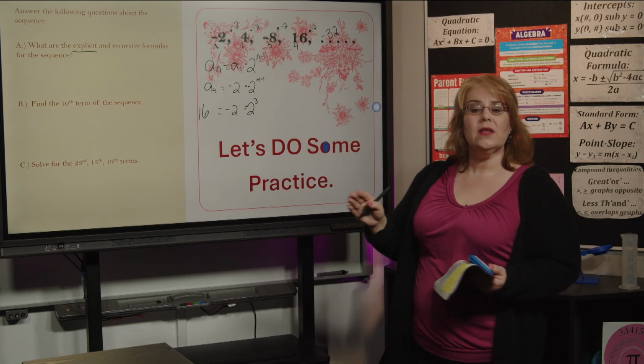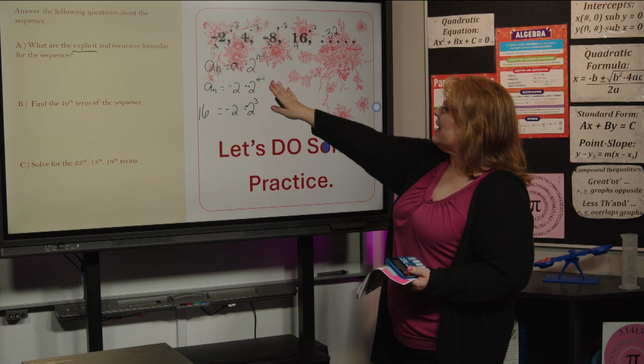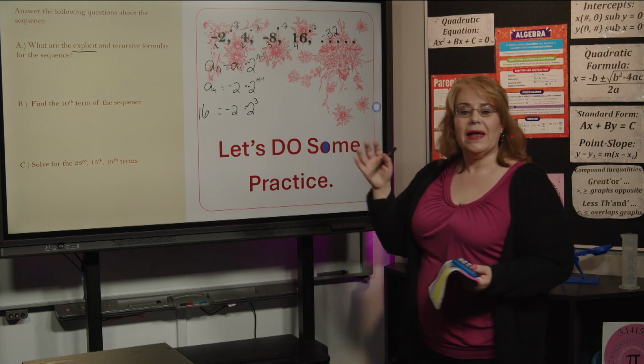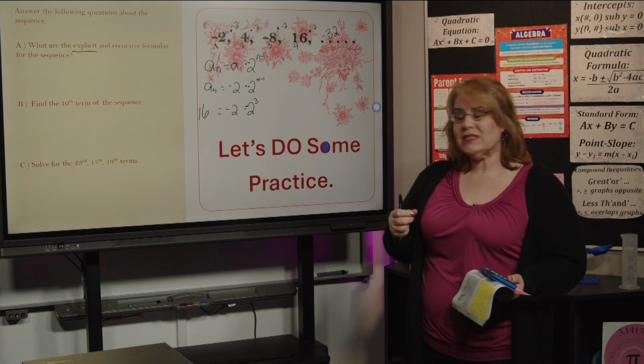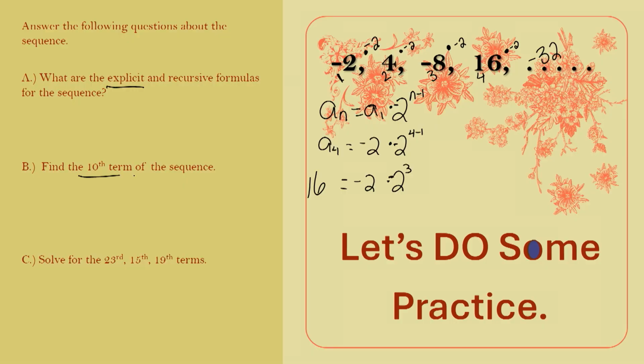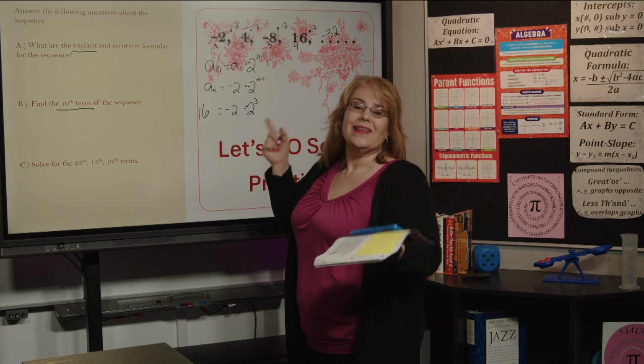So our formula is conclusive that if I use a sub n equals a sub 1 times -2 to the n minus 1 power, it's going to work every single time. So with that in mind, let's go ahead and find this 10th term. All right, so I'm going to write it on the board. You work it on your paper. Let's see if we get the same thing.